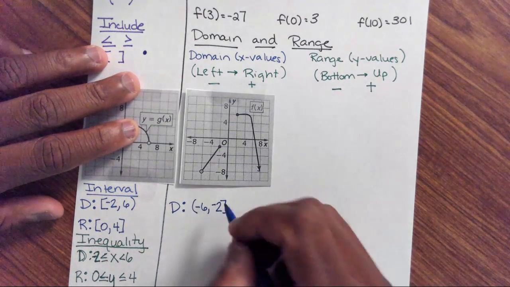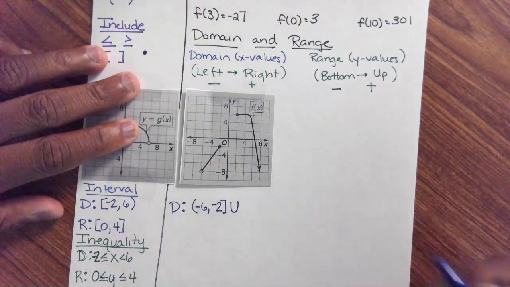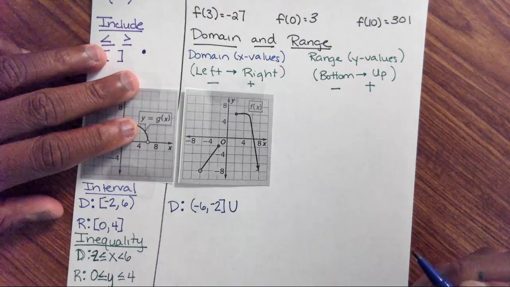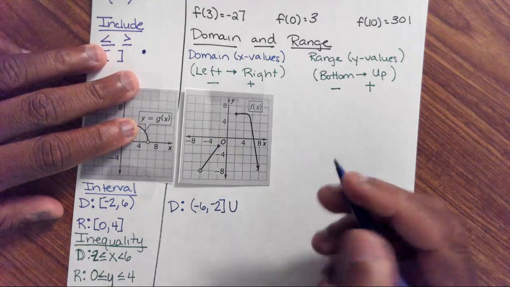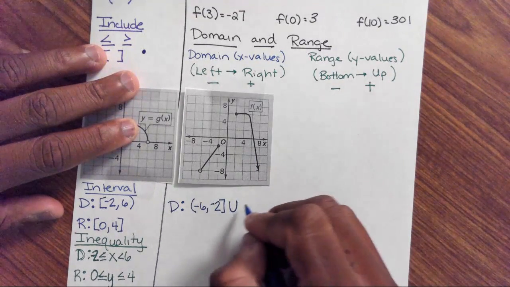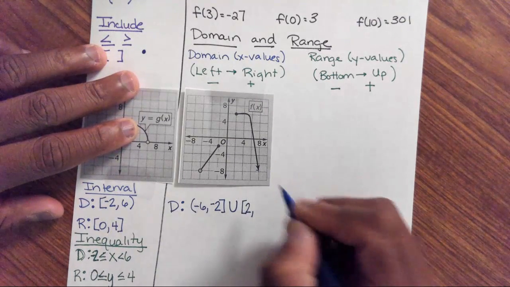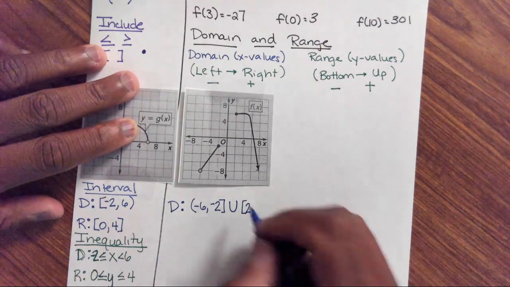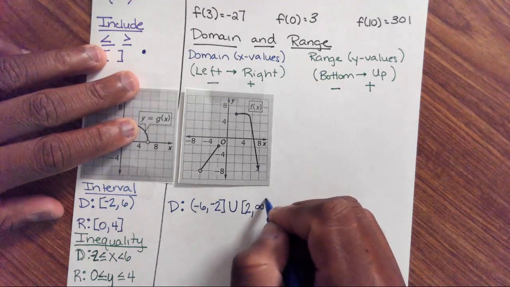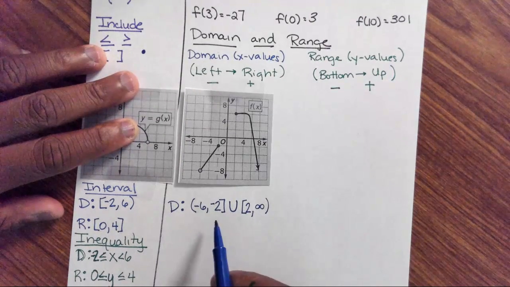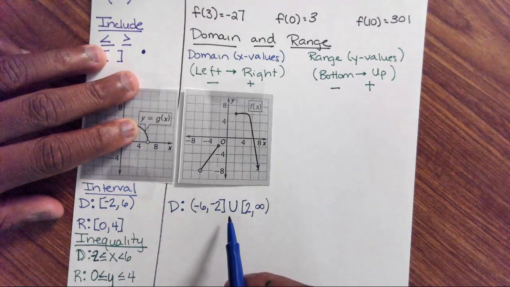A union. Good, you need the union symbol. So we're going to cover the gap with the union. Then the next most x value is what? Do we include or exclude it? Include it, because it's a closed circle, right? 2 to what? Positive infinity, good. Does everybody understand why you have the union here?